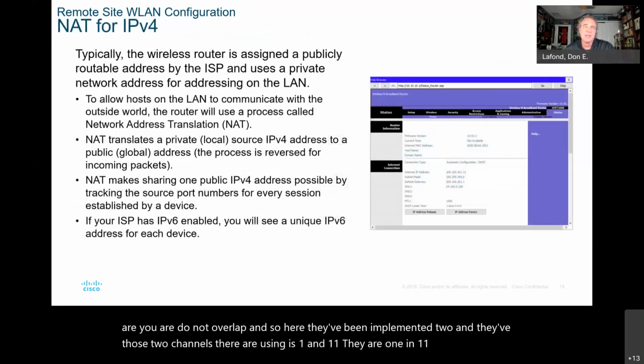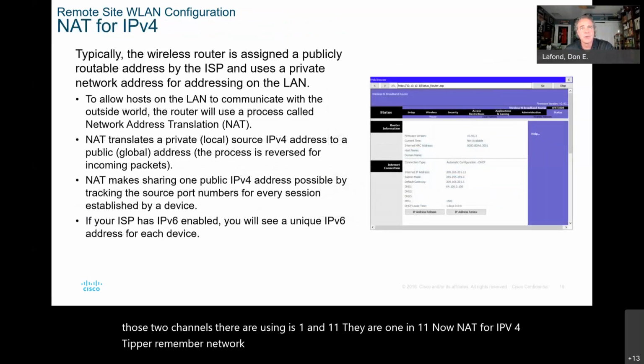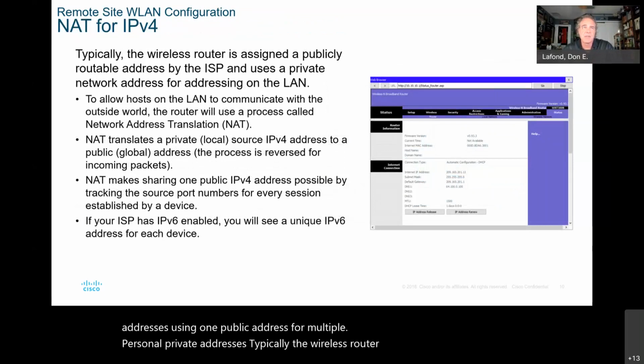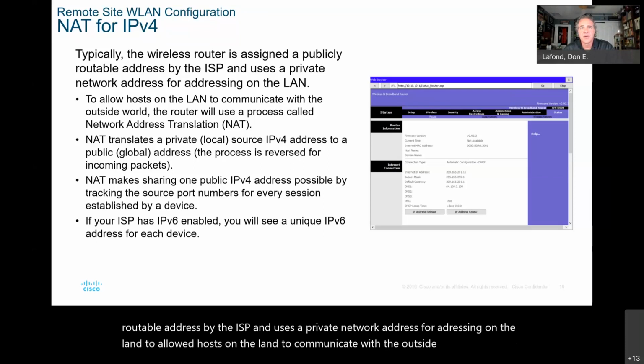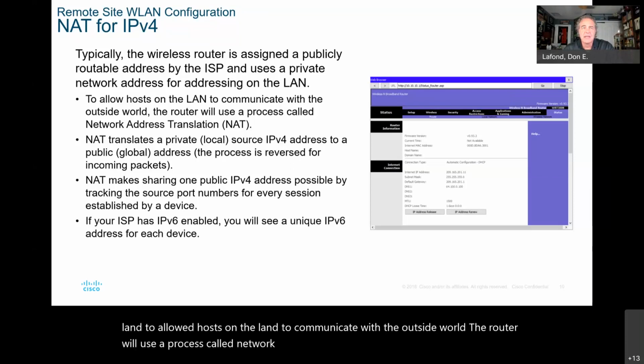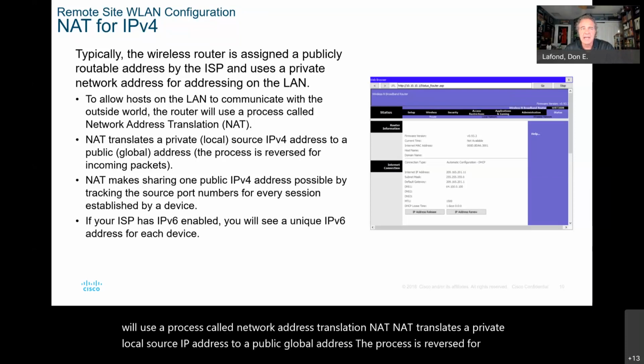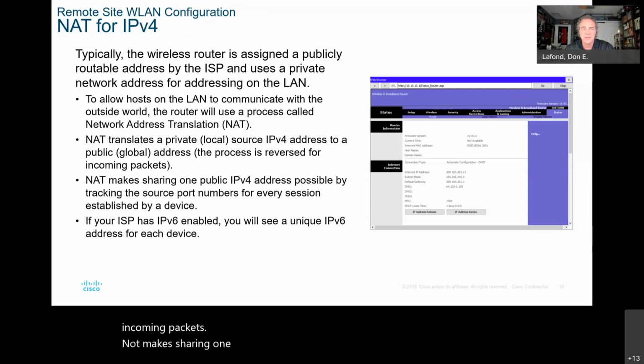Now NAT for IPv4. Remember, network address translation is for assigning public addresses, using one public address for multiple private addresses. Typically, the wireless router is assigned a publicly routable address by the ISP and uses a private network address for addressing on the LAN. To allow hosts on the LAN to communicate with the outside world, the router will use a process called network address translation, NAT. NAT translates a private local source IP address to a public global address. The process is reversed for incoming packets.